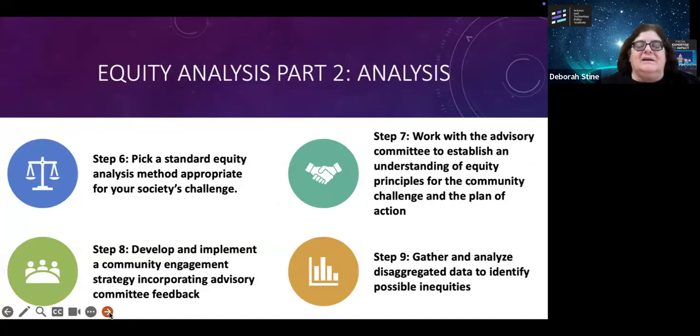The second part is to actually do the equity analysis. So there are a couple of methods, and I'm going to show you the ones that you can follow if you'd like. And then working with the advisory committee to get agreement on things like equity principles for the community challenges, developing a community engagement strategy, and then gathering and analyzing data.